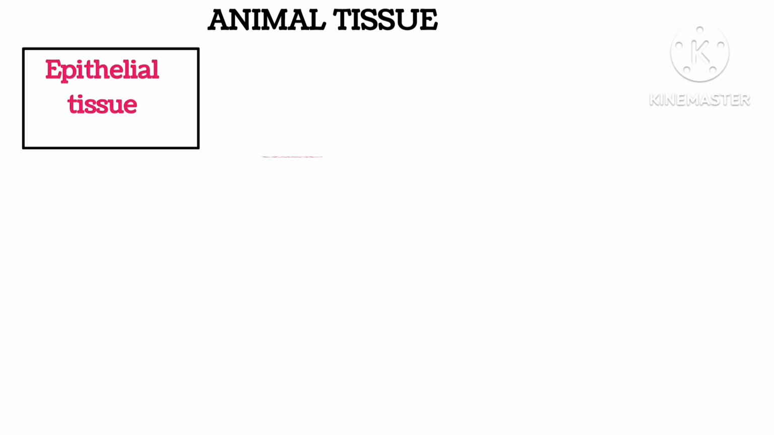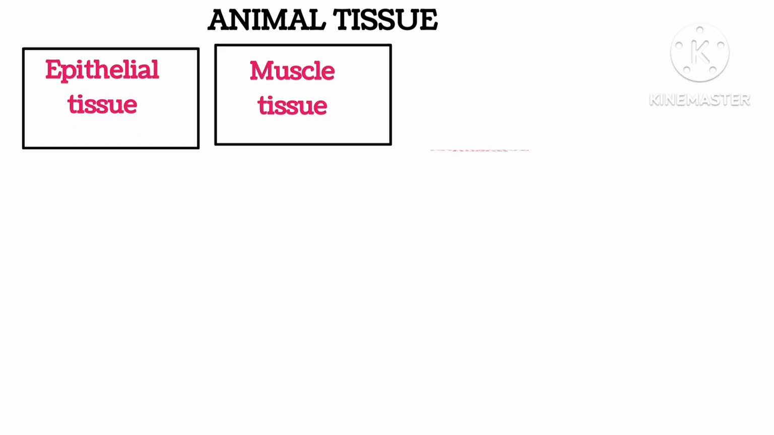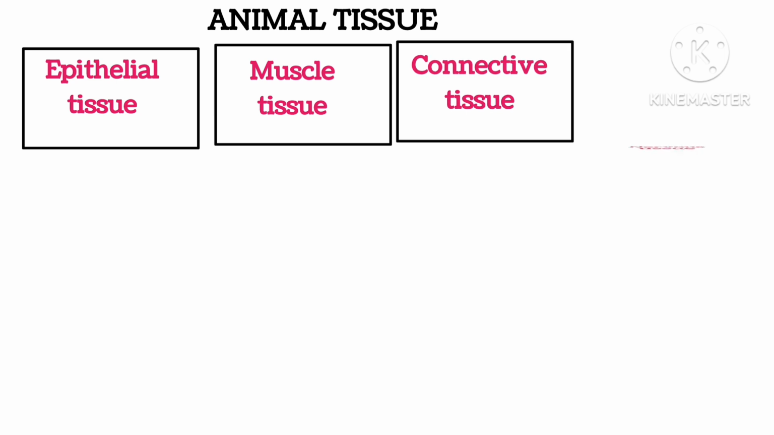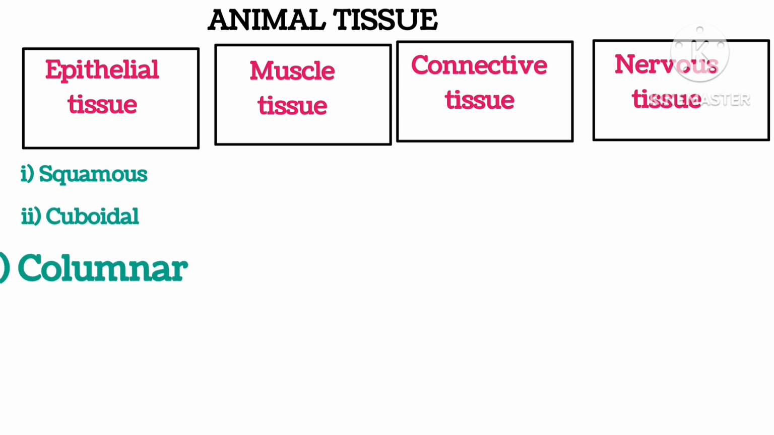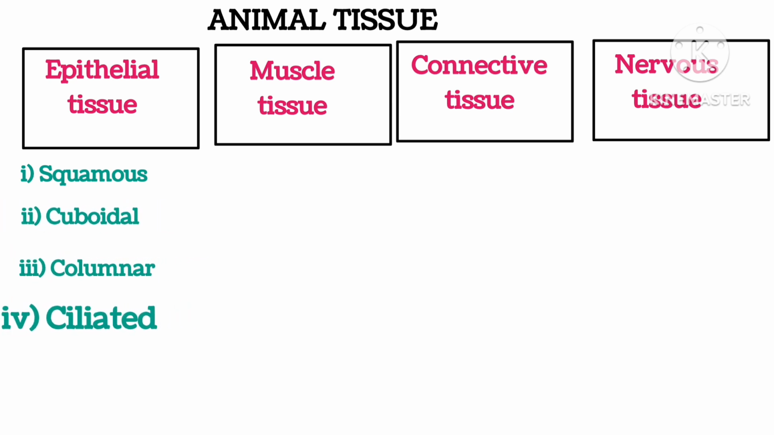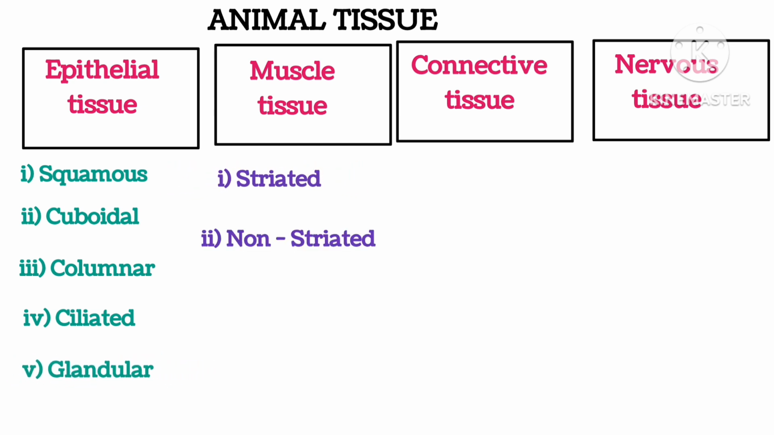Let's take a look at an animal tissue chart. Animal tissues are of four types: epithelial, muscle, connective and nervous tissue. Epithelial cells are of the following types: squamous, cuboidal, columnar, ciliated and glandular cells. Muscle tissues are of three types: striated, non-striated and cardiac.